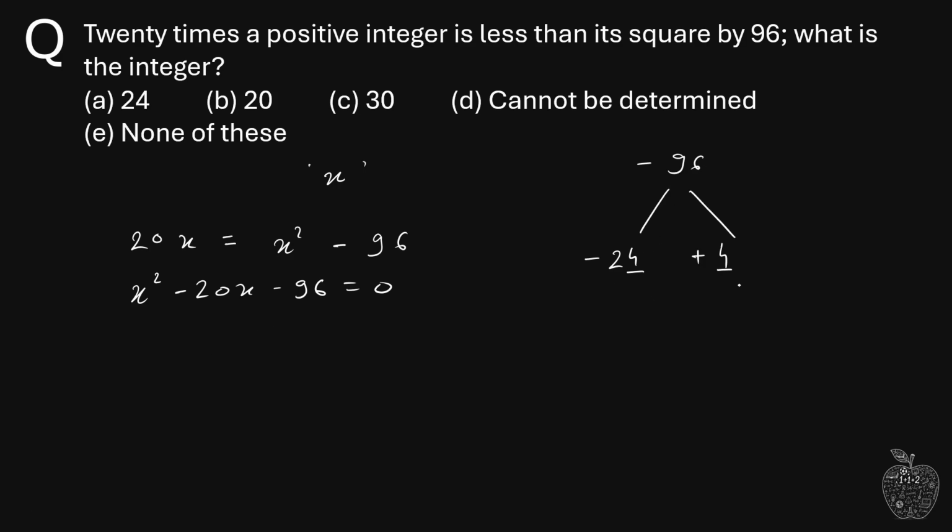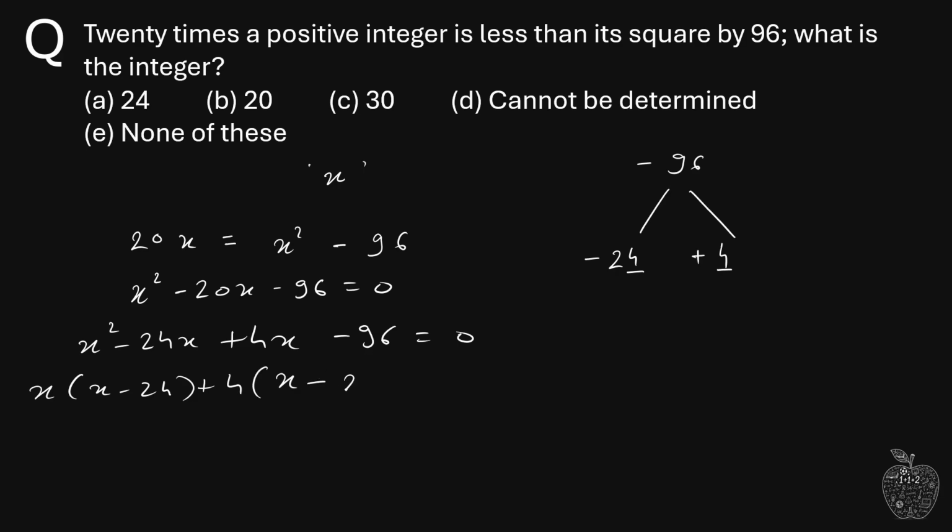Now if you are good with quadratic equations, you can simply tell that by reversing the signs you will get the roots here. So minus 24 I'll write 24, plus 4 I'll write minus 4. So these are our roots, but for the sake of solution I'll solve it normally. Let's write minus 20x as minus 24x plus 4x minus 96 is equal to 0. Let's take x common. x minus 24 plus 4, x minus 24 is equal to 0. So we get x plus 4, x minus 24 is equal to 0. So we get our answer as minus 4 and plus 24.